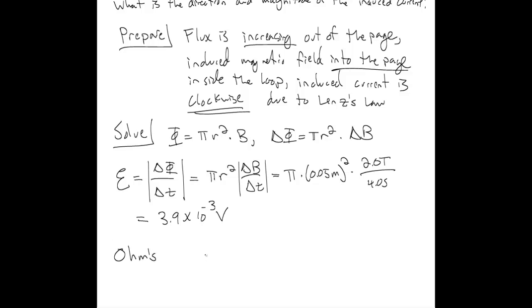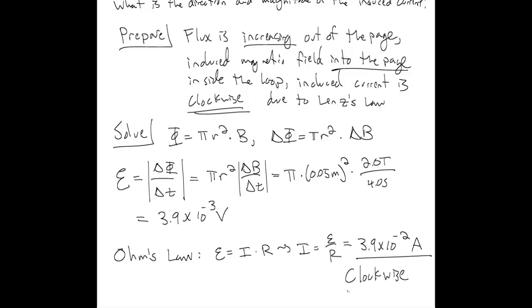Well, we need to go back to what we learned before about currents and use Ohm's law. The EMF acts like a battery, acts like a voltage source, and so the EMF is equal to I, the current, times the resistance. Or rearranging, the current is the EMF divided by the resistance. And plugging in our numbers, we get 3.9 times 10 to the minus 2 amps for the magnitude of the current. And again, that current was going in the clockwise direction.